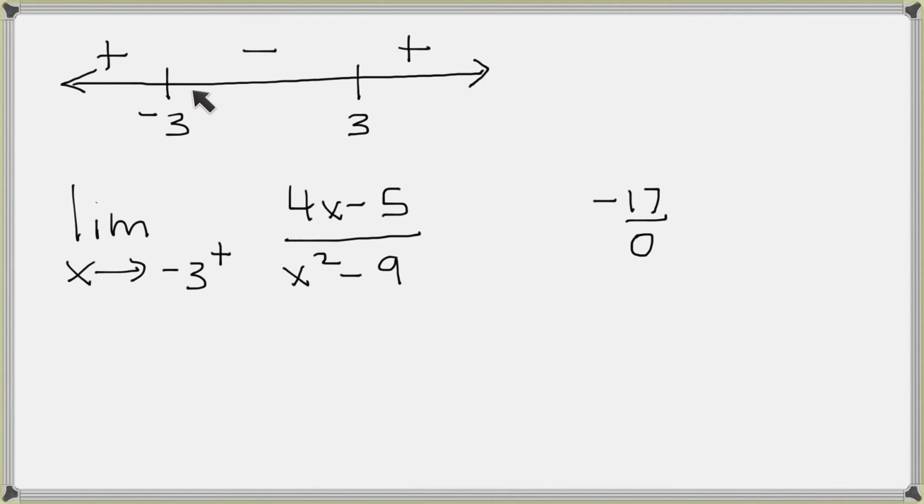The x values would be getting closer and closer to negative 3, but over here on the right, and on the right, those values, when I plugged them into x squared minus 9, would give me a negative number. So I'd wind up with a negative on top and a negative on the bottom for all of those values as I'm getting closer and closer to negative 3 on the right. So what that indicates then is because a negative divided by a negative is positive, the limit as x goes to negative 3 from the right of this function would have to be positive infinity.